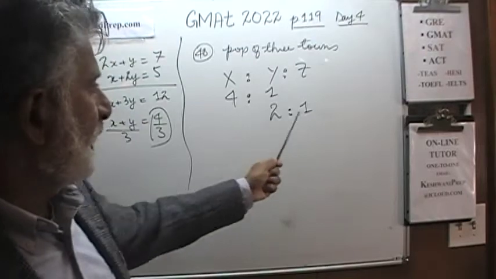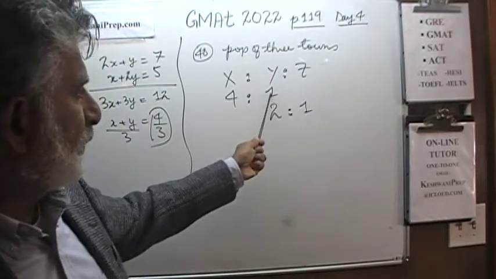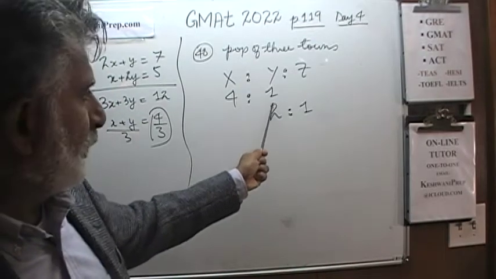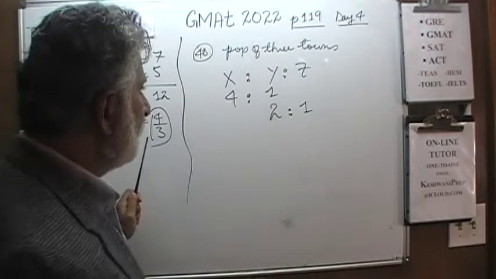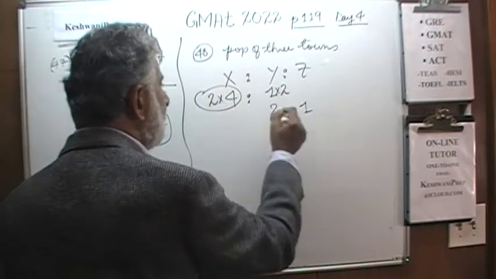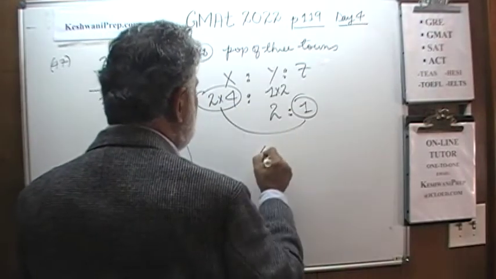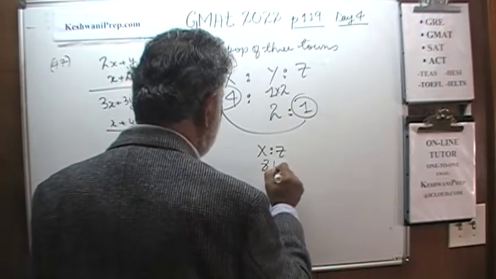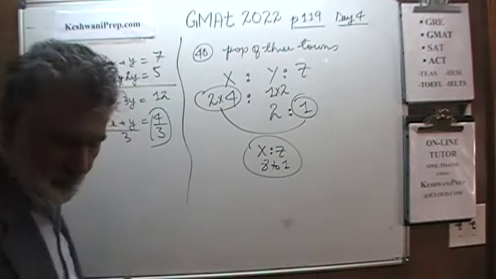As you can see, right now we cannot compare X to Z because here Y is equal to 1, here Y is equal to 2. We need to convert this 1 into a 2. We can simply do that by multiplying these two quantities by 2. There we go. 8 to 1. The population of X to Z is simply 8 to 1. Nothing to it.